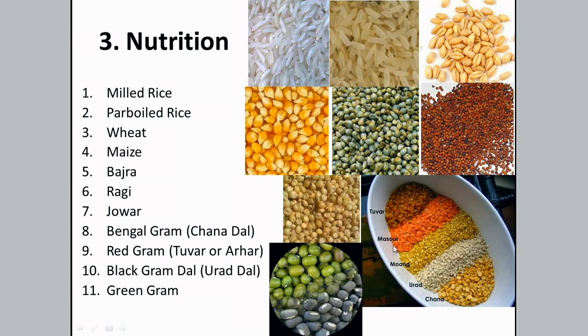Then we have grams. Grams we can identify. This is tur dal or the red gram. This is masoor dal. This is moong dal, which is a product of green gram. This is the green gram, and moong dal is a product of green gram. And this is urad dal. Urad dal means your black gram, and urad dal is the product of this black gram.